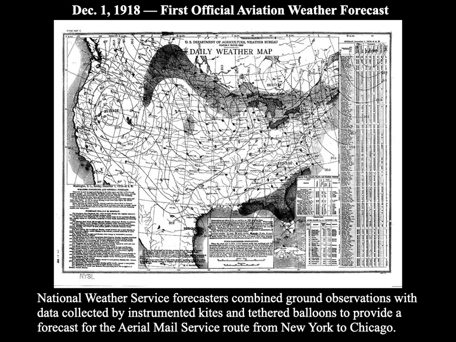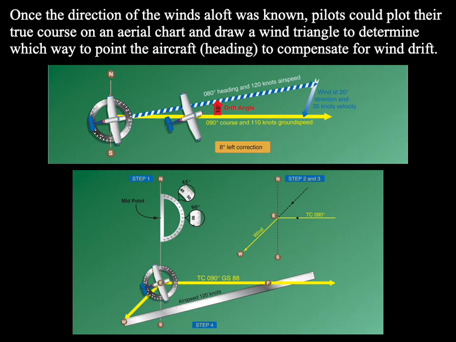Navigation became somewhat easier and safer as weather observations and forecasting improved. Weather maps such as this one were made available to pilots by the Department of Agriculture Weather Bureau. Weather balloons provided information about winds and temperatures aloft. Once the direction of the winds was known, pilots could plot their true course on an aerial chart and draw a wind triangle to determine which way to point the aircraft, the heading, to compensate for wind drift.